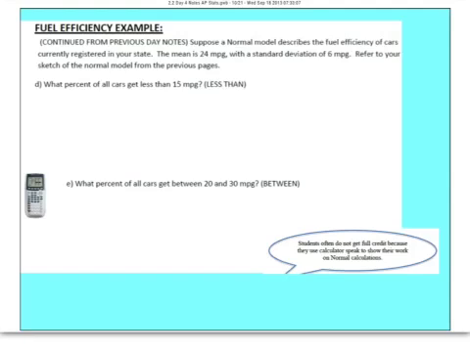So the first scenario is here. Suppose a model describes the fuel efficiency of cars currently registered in your state. So that's our in context, by the way. The mean is 24 miles per gallon. Standard deviation is 6 miles per gallon. What percent of all cars get less than 15 miles per gallon?